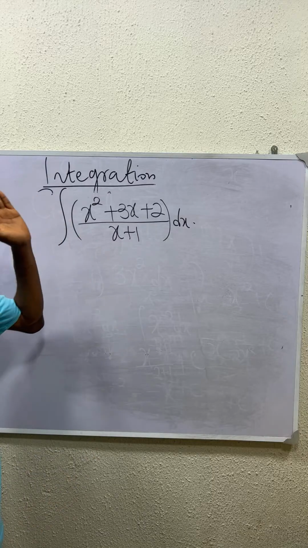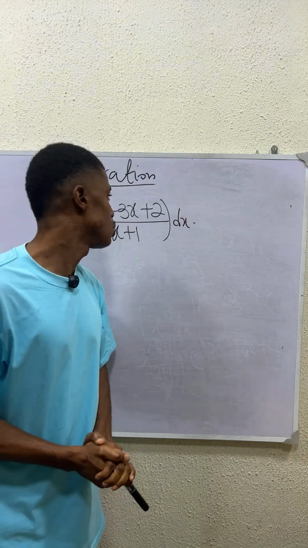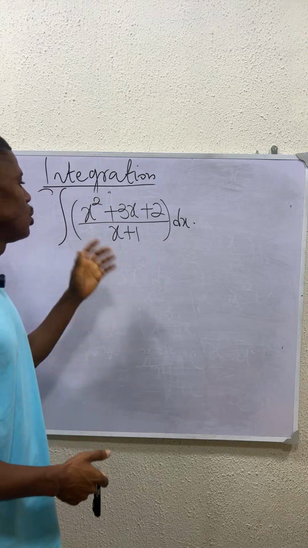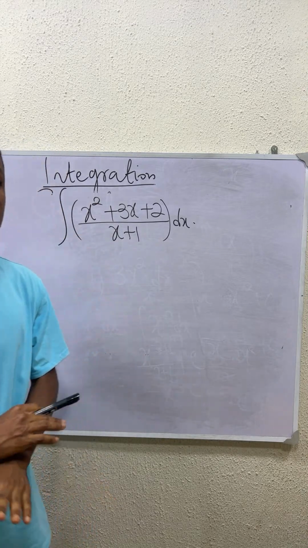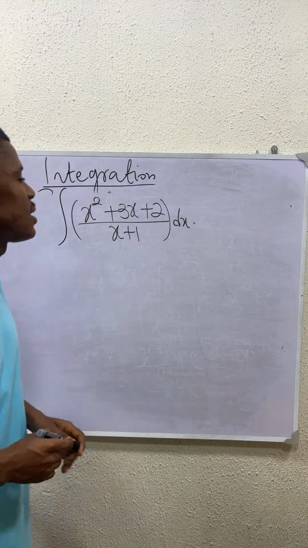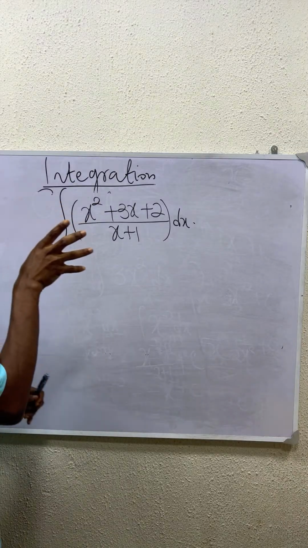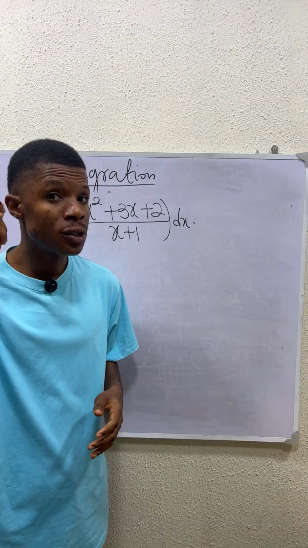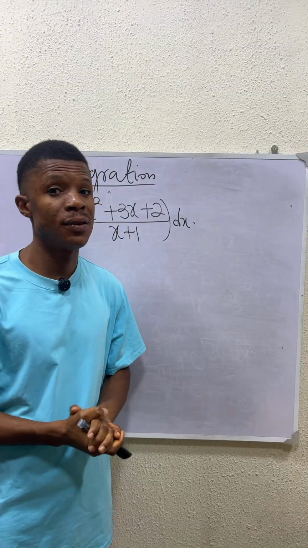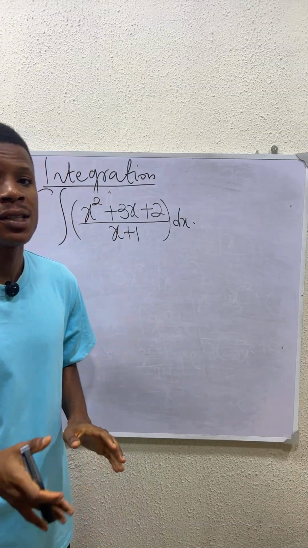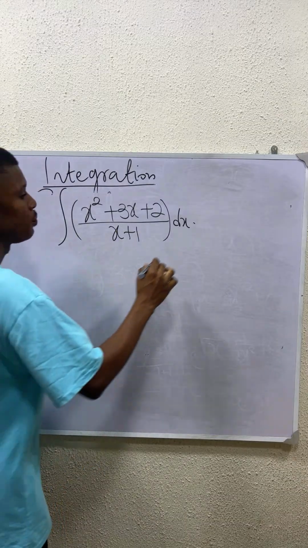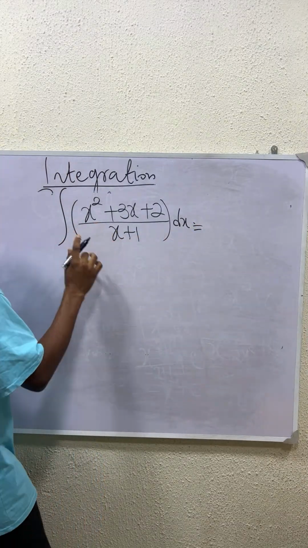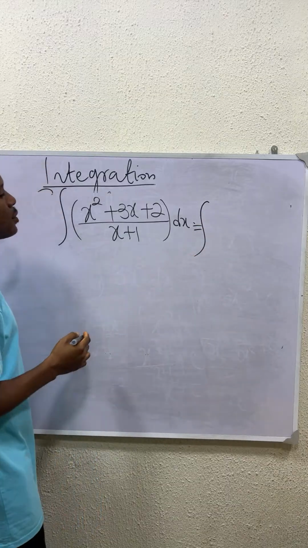So here we are told to integrate x power 2 plus 3x plus 2 over x plus 1. This is a bit tricky, but if you have the knowledge of simplification in algebra, you will solve it very simply. It doesn't take anything. Look at what you do. You have to simplify the fraction.